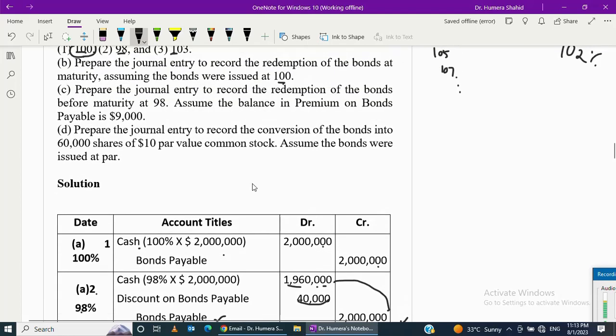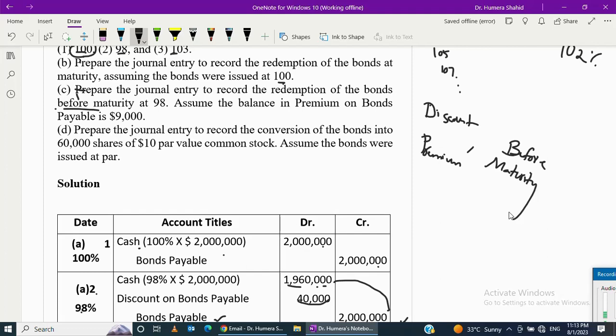Let's read transaction number C. Prepare the journal entry to record the redemption of the bond before maturity. Whenever you issue bonds and you're going to redeem them before maturity, do remember if the bonds were issued at discount or at premium and you are redeeming them before maturity, you will always have some balance in the discount account or premium account. So while removing the bonds payable from your books before maturity, don't forget to remove the discount or premium account, whichever was present.